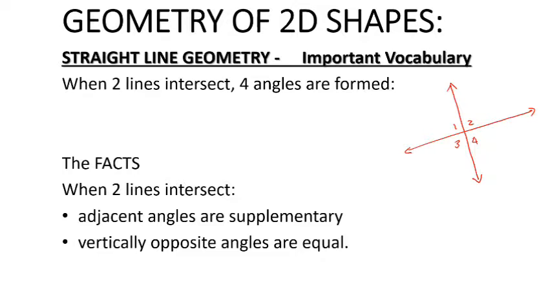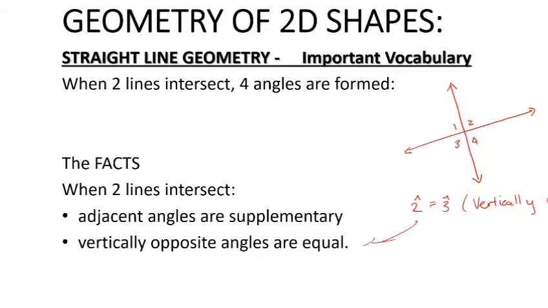Furthermore, we have a property or identity called vertically opposite angles. If we have this angle 2 right here, and in this case angle 3, the identity of vertically opposite angles says that angle 2 is equal to angle 3, and your reason is vertically opposite angles. So when two lines intersect, adjacent angles are supplementary and vertically opposite angles are equal.